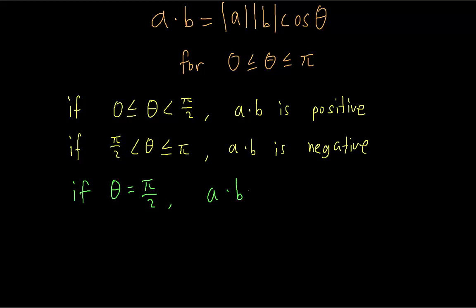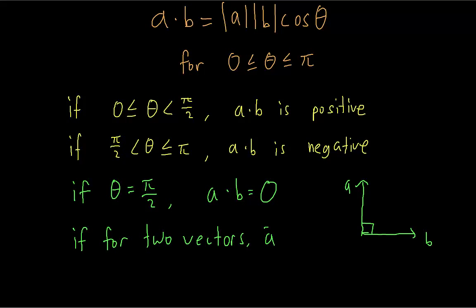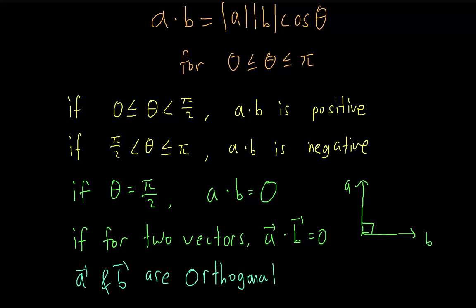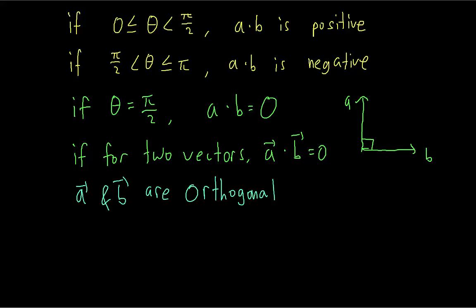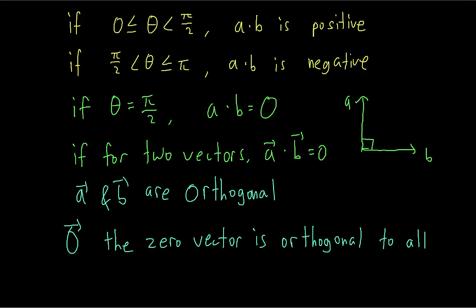If the angle between them is pi halves, then that means the vectors are perpendicular. So we say that if two vectors have a dot product of 0, then the vectors are orthogonal or perpendicular. They're basically the same thing. So you're going to be using this property a lot to test whether two vectors are perpendicular. And also, if we go by this definition, then notice that the 0 vector is orthogonal to everything, because the dot product of 0 and something is always going to be 0.